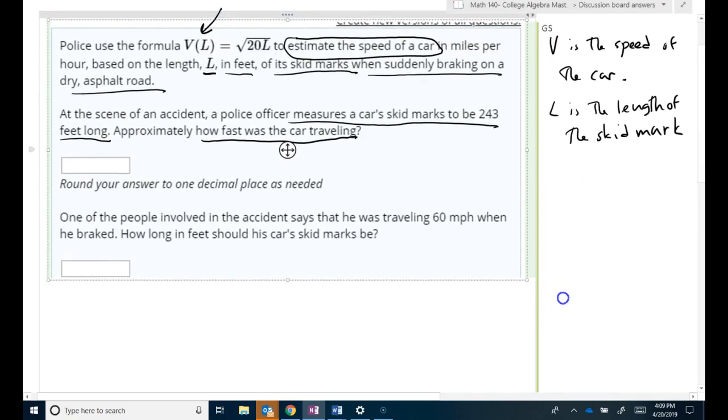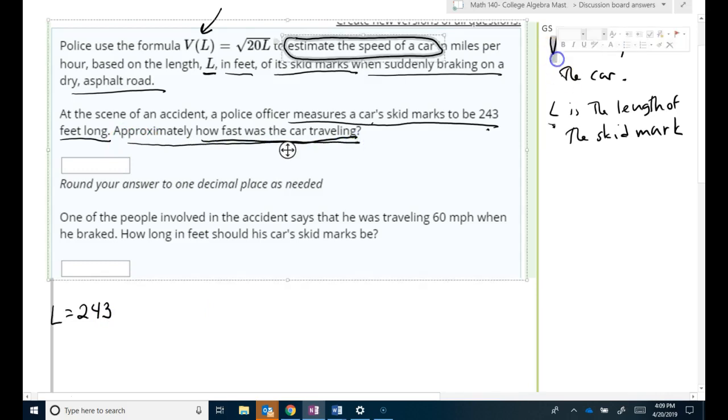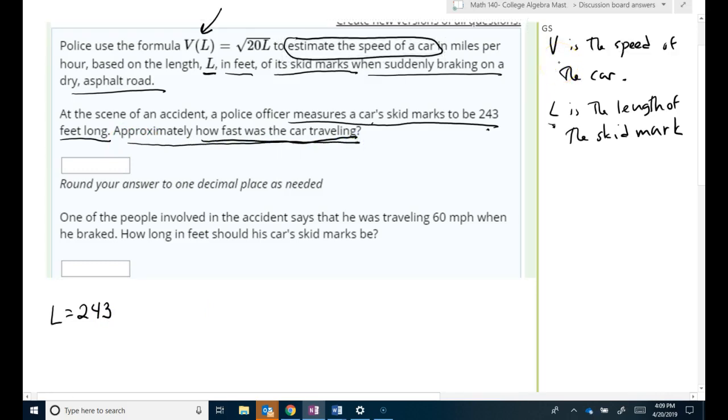Okay, cool. Well, that pretty much gives me what I need. Now I want to ask, what do I know here? The police officer measures the car's skid marks to be 243 feet long. If L is the length of a skid mark and we've got the measure of a skid mark, L is going to equal 243. Then it wants to know approximately how fast the car was traveling. Well, V is the speed of the car, how fast it's traveling, so that's going to be the unknown. What we're looking for is V of 243.